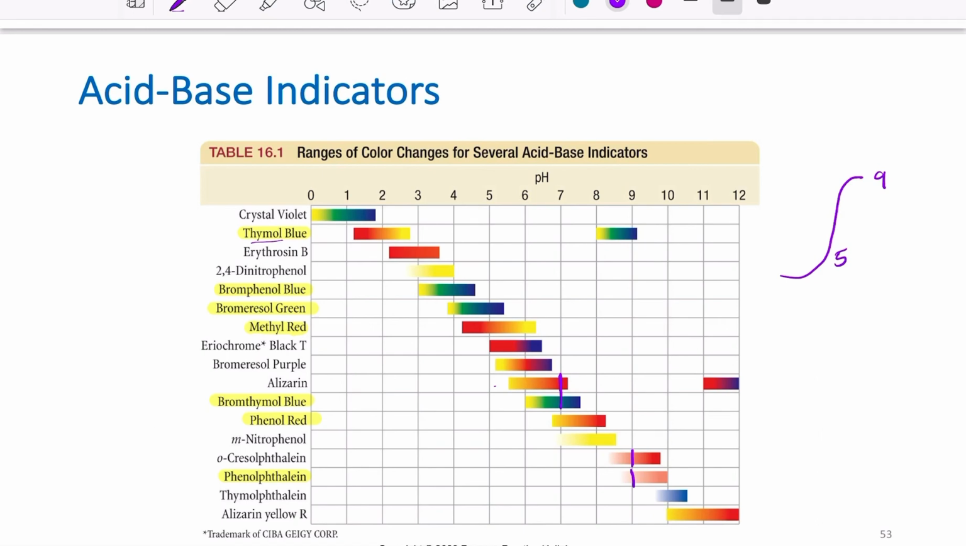Nitrophenol, maybe not so good because it's ending about 8.5. And it's really going just kind of colorless to yellow. Whatever is going to make the most sense to your eye to see and works within that range is a good indicator.